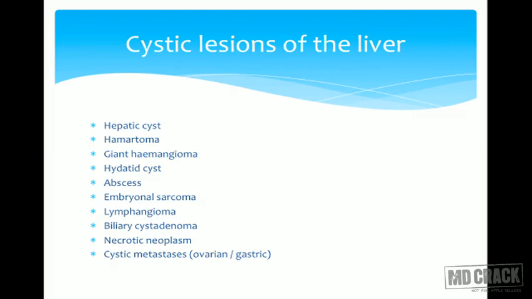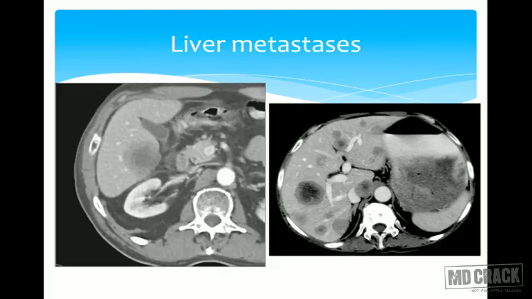There's a broad list of differential diagnosis, which would include the hepatic cyst, hamartomas, giant hemangiomas, hydatid cysts, abscesses, embryonal sarcomas, lymphangiomas, biliary cystadenomas, cystic metastasis. Cystic metastasis can be a differential diagnosis for either ovarian or gastric primaries. You need to know the causes of cystic metastasis, because this will be asked.